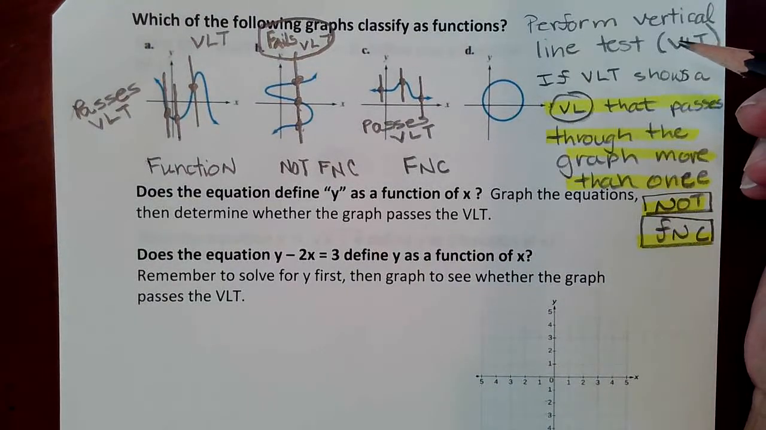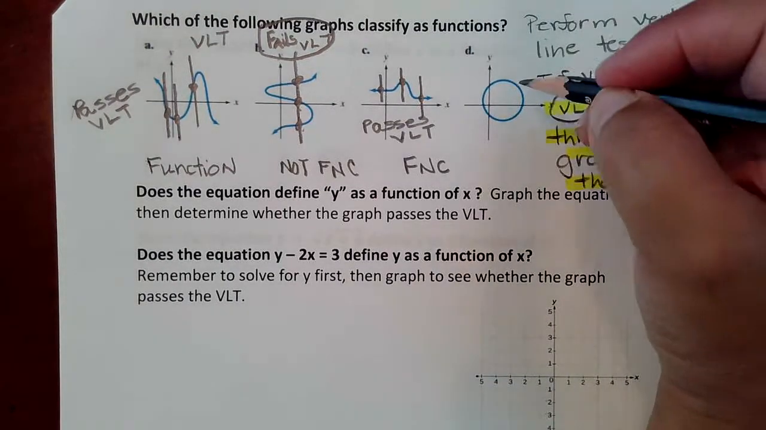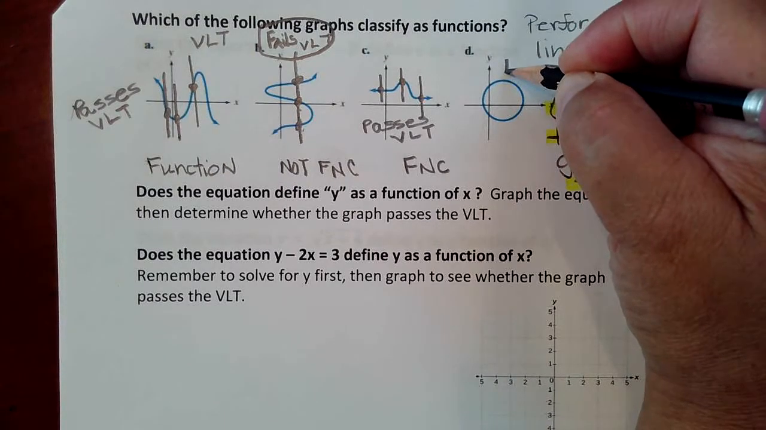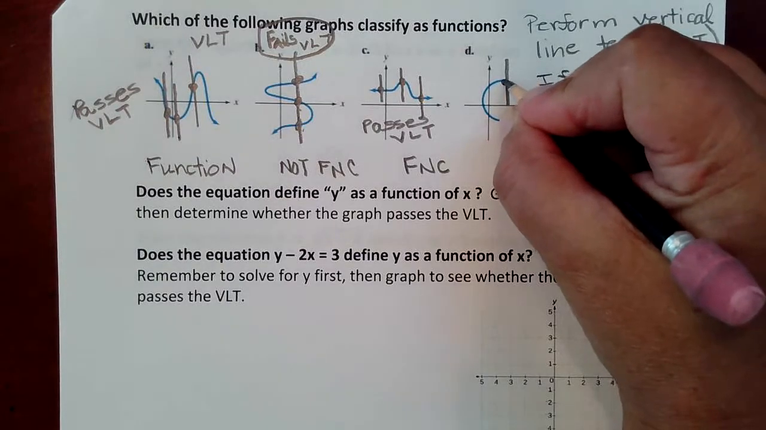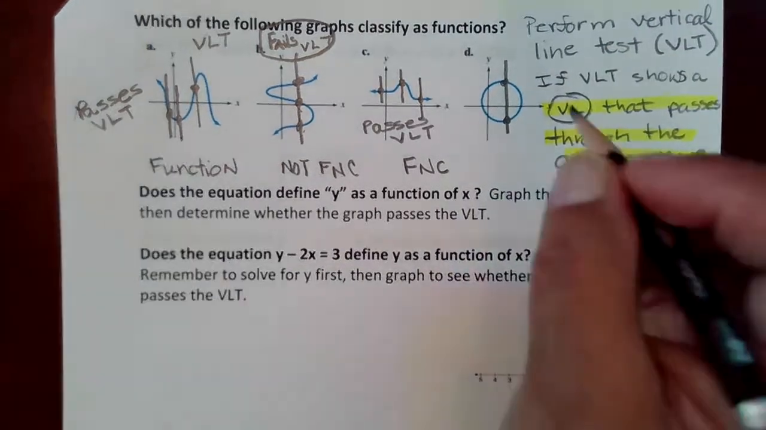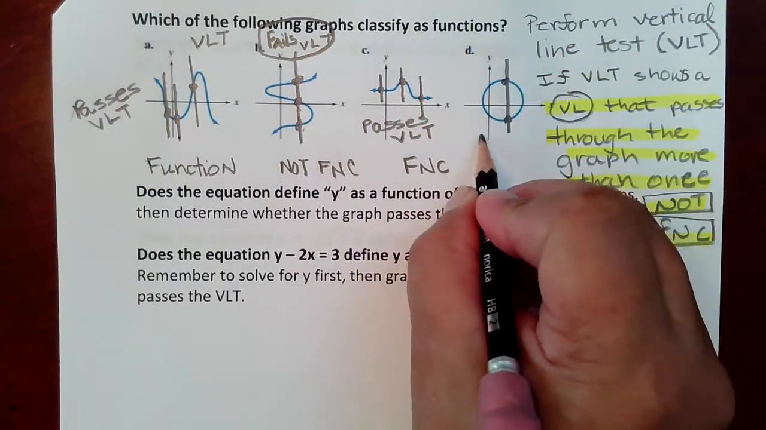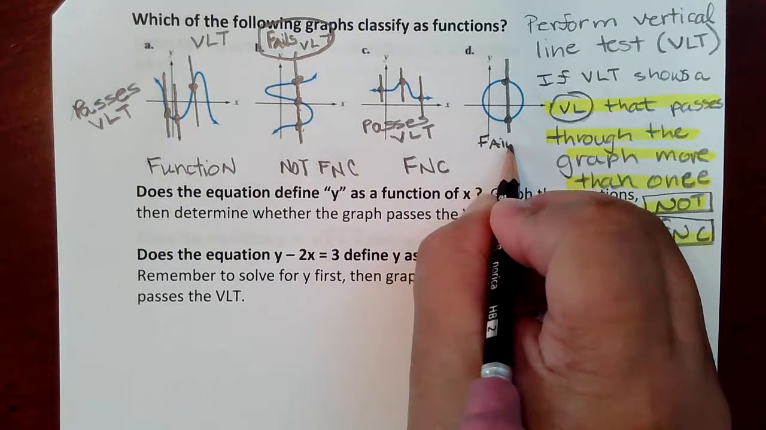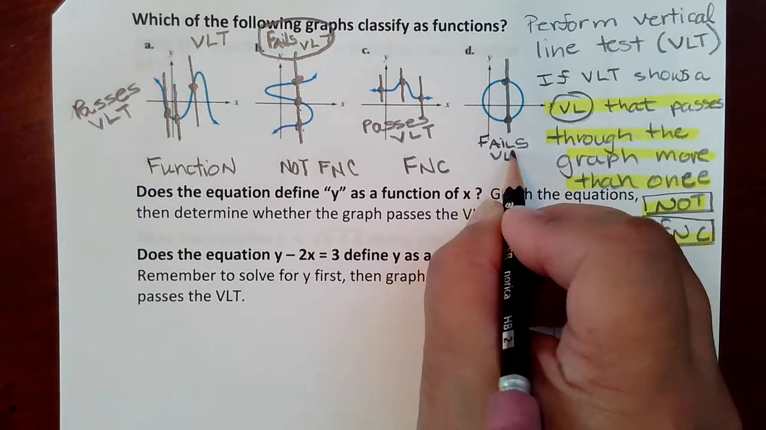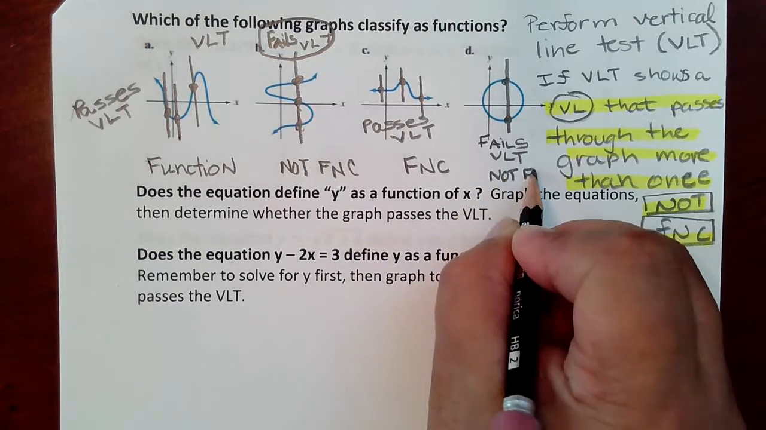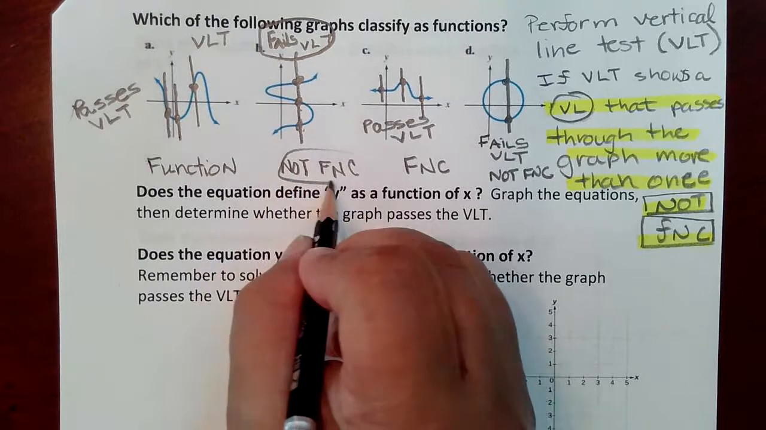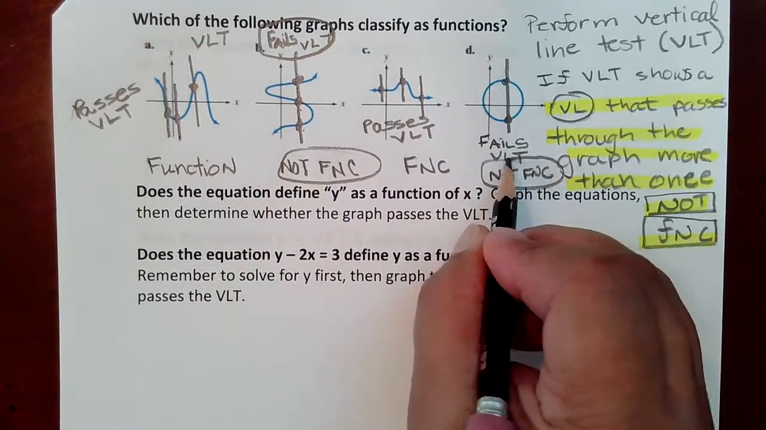Okay, if you were to do it here, you probably catch on by now that if you were to pass a vertical line anywhere through this graph, it cuts through the graph more than once. It cuts through twice. So that being the case, this fails the vertical line test, and therefore it is not a function. So this one was not a function. This one was not a function.